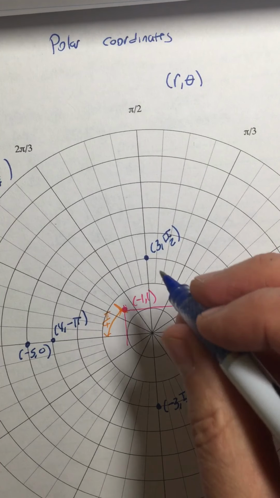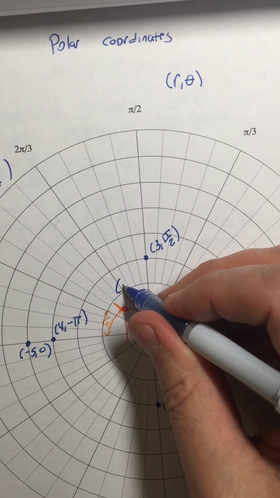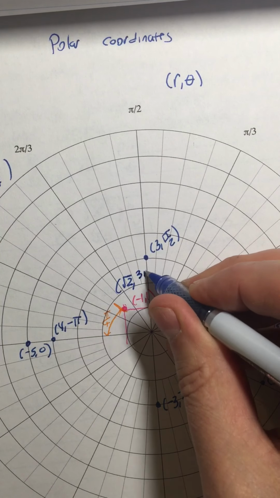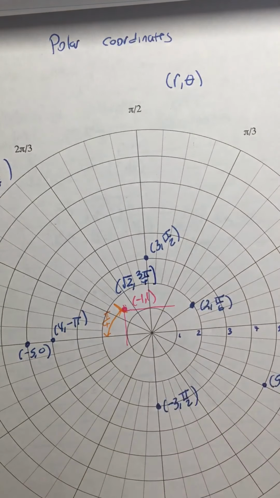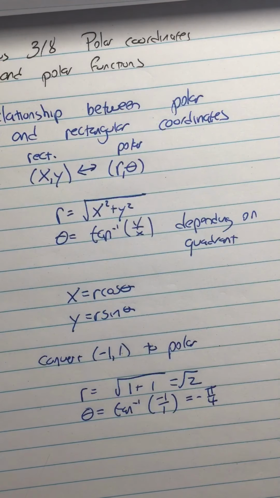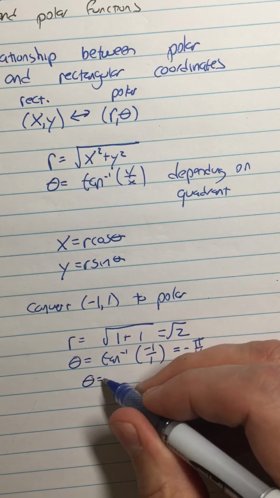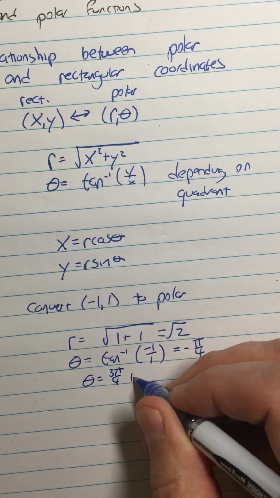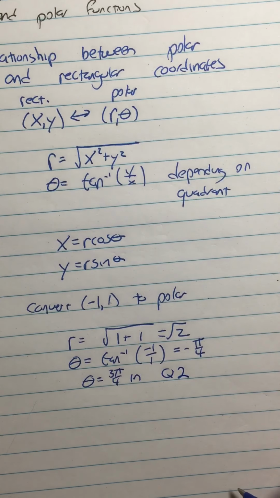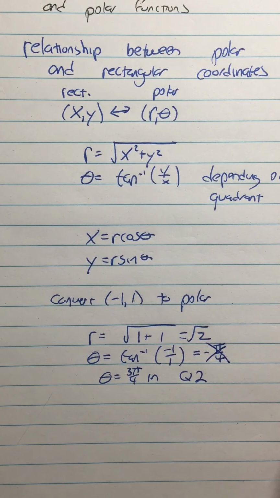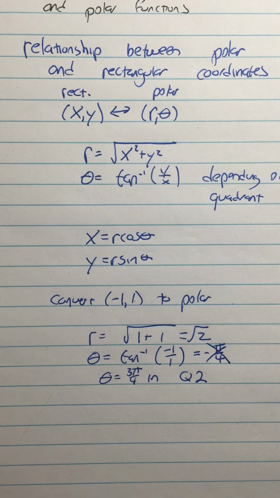Our point negative 1, 1 is really the point square root 2, 3 pi over 4. Yeah. So essentially, we're going to look at this and say, okay, theta equals 3 pi over 4 in quadrant 2. Right? So theta doesn't really equal that, would be another way to say that. Okay? There you go. So that's enough to convert points and angles. We'll do a couple of those next.